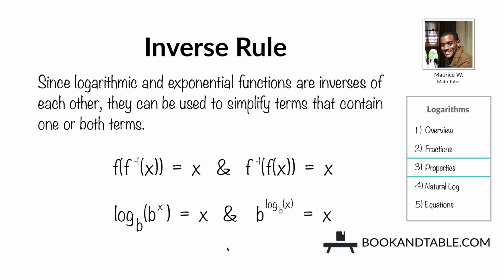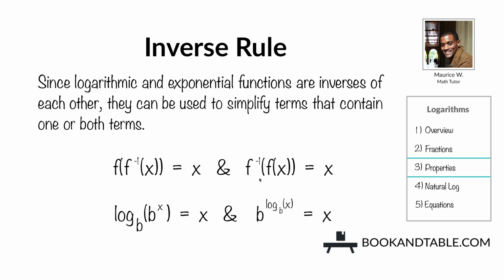Since logarithmic and exponential functions are inverses of each other, they can be used to simplify terms that contain one or both. So remember in our inverse functions chapter, we reviewed the composition of functions. When we have two inverses and we use the composition of functions, the result will be the independent variable that was applied, x. So if we have f of the inverse of x, that will be equal to x because the function and the inverse function negate each other.